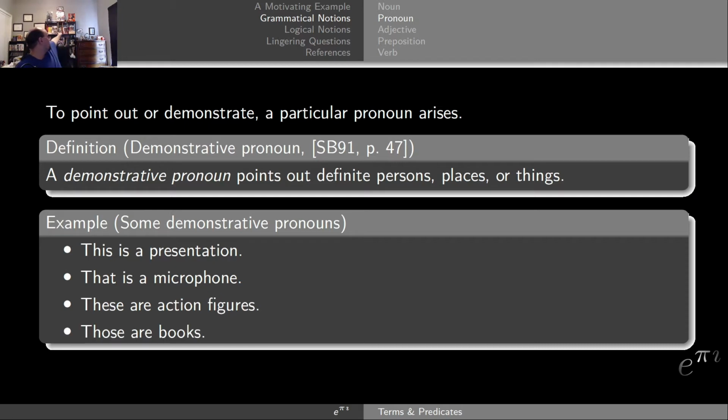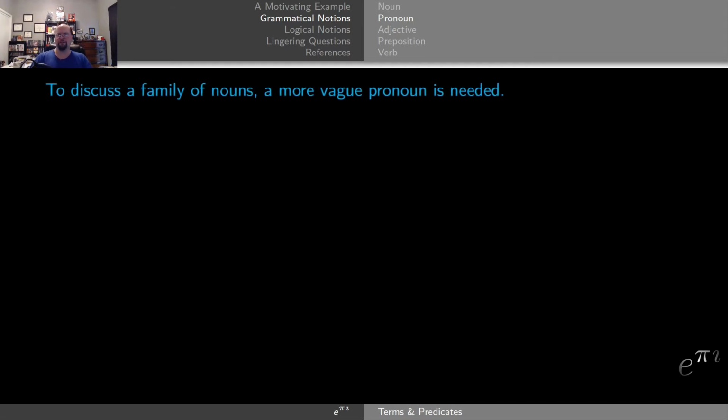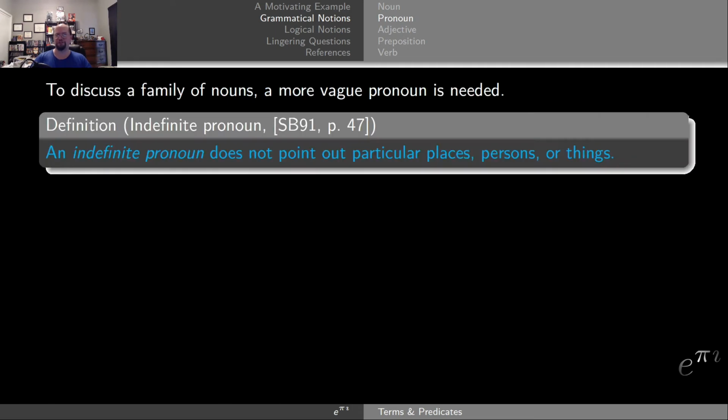Likewise, those are books back there on my shelf. So in the sentence, the "those" refers to the books that are on the shelf behind me. To discuss a family of nouns, a more vague pronoun is needed. What's called an indefinite pronoun does not point out particular places, persons, or things.